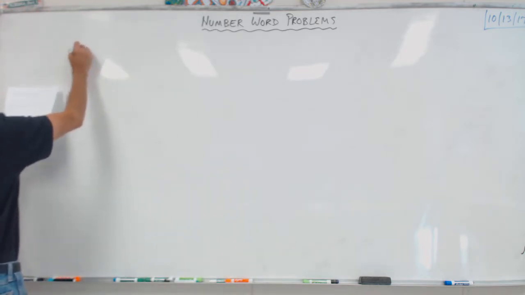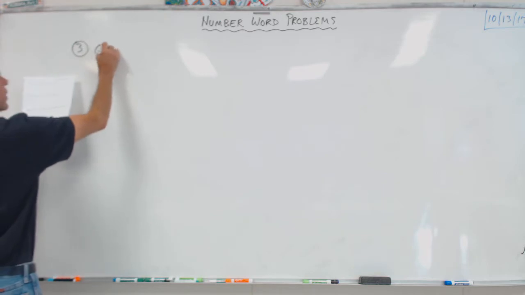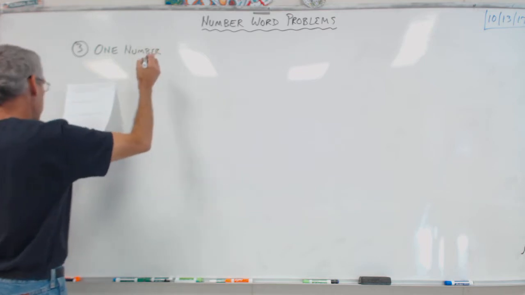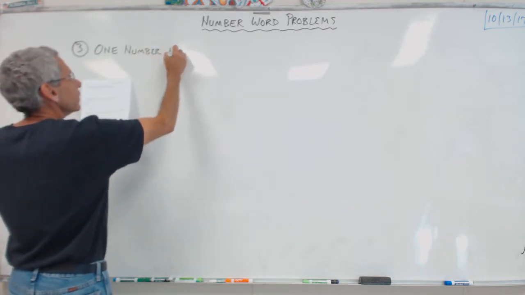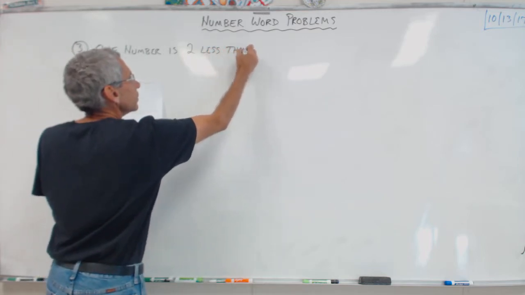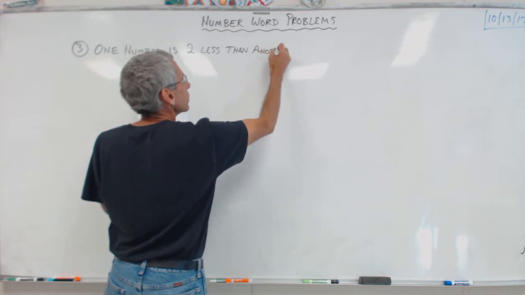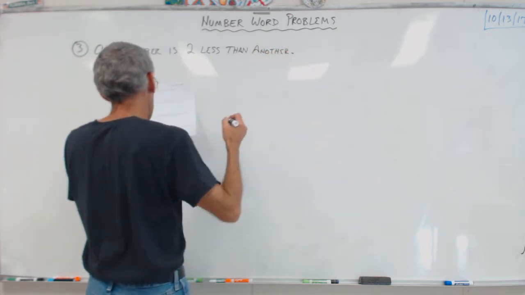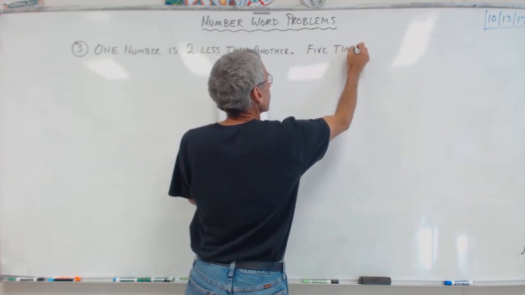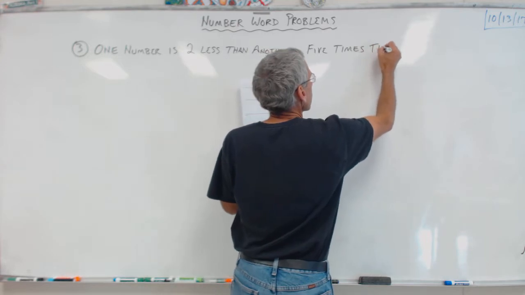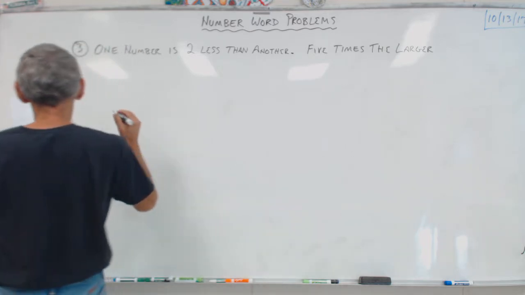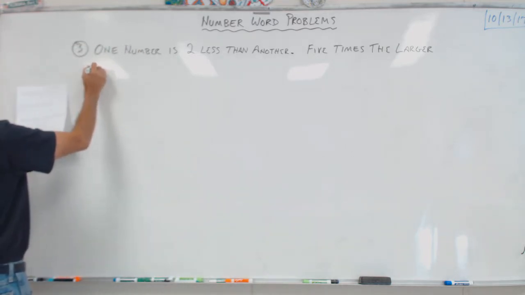This is number 3. One number is 2 less than another. 5 times the larger is equal to 6 times the smaller.